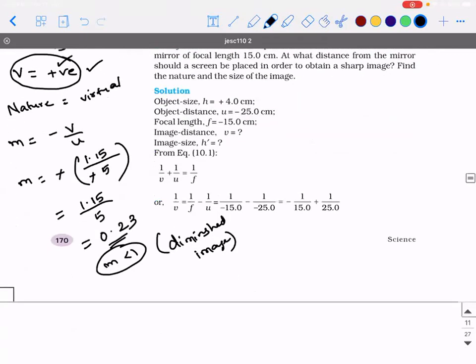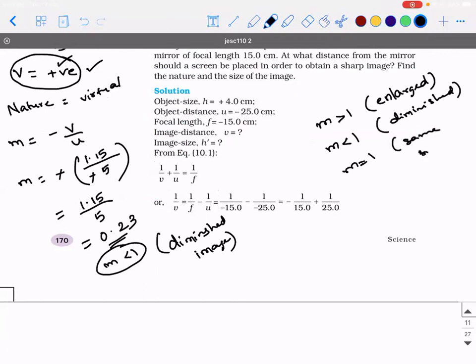Okay, please make a note of this point. If the magnification is greater than 1, then what is the meaning? It is magnified. When magnification is less than 1, it is diminished. When magnification is equal to 1, it is of the same size. I repeat, M greater than 1, enlarged. M less than 1, diminished. M is equal to 1, same size.